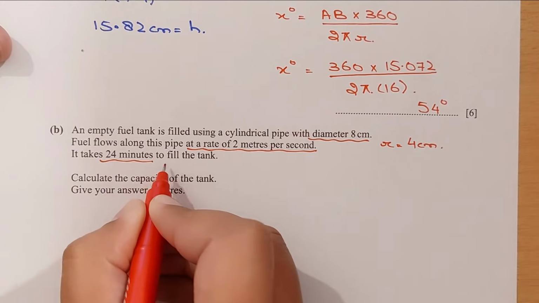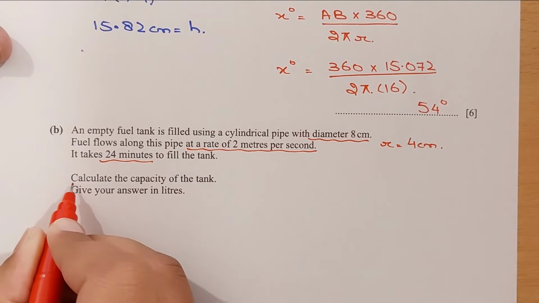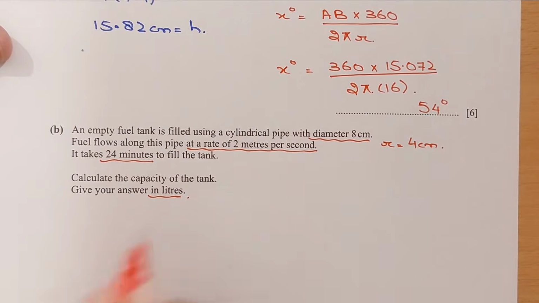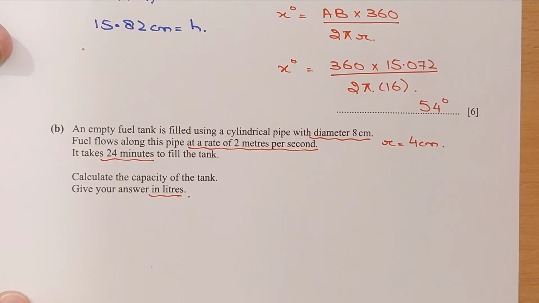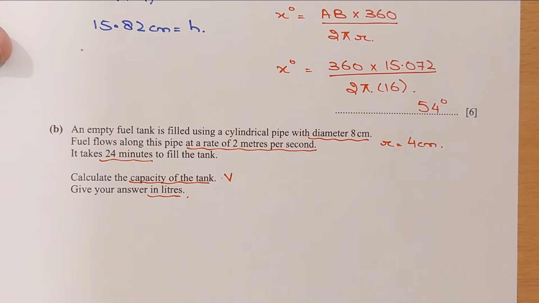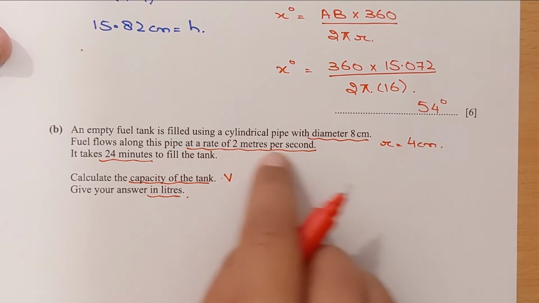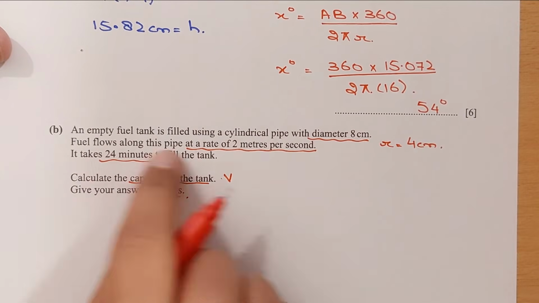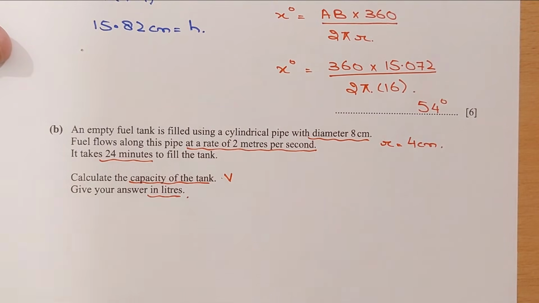It takes 24 minutes to fill the tank. Calculate the capacity of the tank. Give your answer in liters. Okay, so the capacity of tank we have to find. The capacity of tank is basically the volume of the tank, right? And we have given the volume flow rate over here, at what rate it is flowing along the pipe.